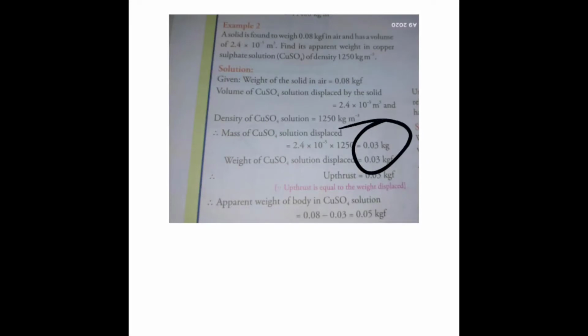So once you get the mass, right? So weight of copper sulfate solution displaced. How much copper sulfate solution has displaced here? That is 0.03 kgf. Now the apparent weight of body in copper sulfate solution. Initially the solid was 0.08 kgf in air, and the weight of copper sulfate solution displaced is 0.03. So what is the change in weight? That is 0.08 minus 0.03, that is 0.05 kgf.